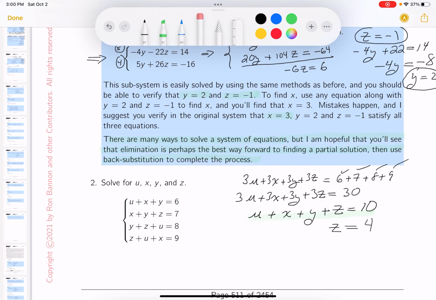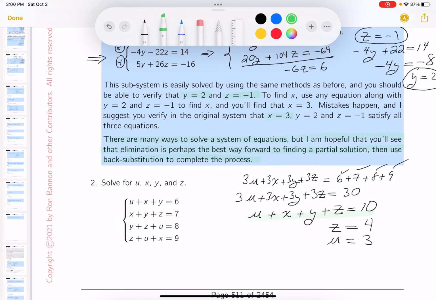Now, let's look at the second row. I'm going to take this second row from the u plus x plus y plus z equals 10. See what we get. So the x would disappear, the y would disappear, the z would disappear. I'd be left with u. And 7 from 10 is 3. I'm not saying this is right, by the way. I'm just saying my pattern is living up to this.